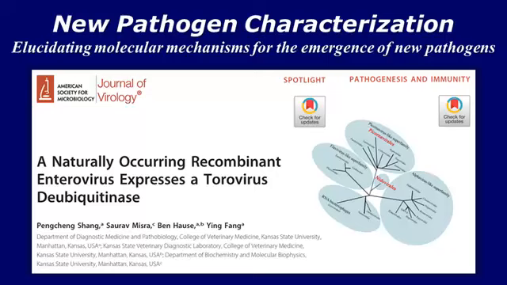Using reverse genetics, we also further explored the molecular mechanisms that underlie the emergence of new pathogens. I'm going to give an example in this area. Recently, we were involved in a case study on a naturally occurring recombinant, which is cross-order between viruses from the order Picornavirales and the order Nidovirales. This paper was published this year and was selected by the Journal of Virology as a spotlight feature.